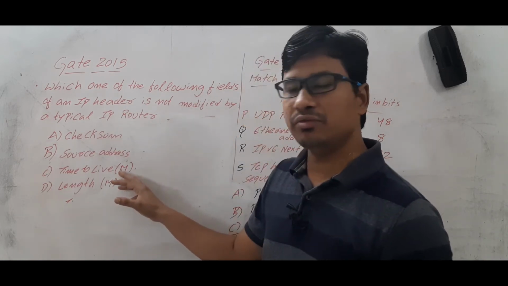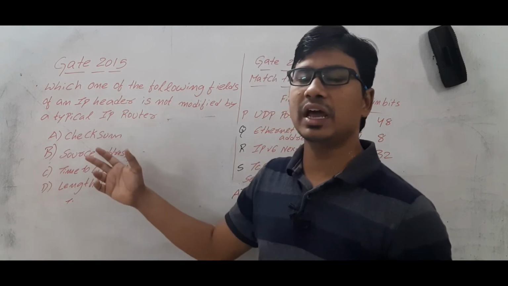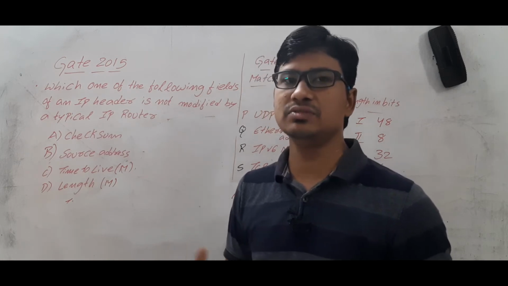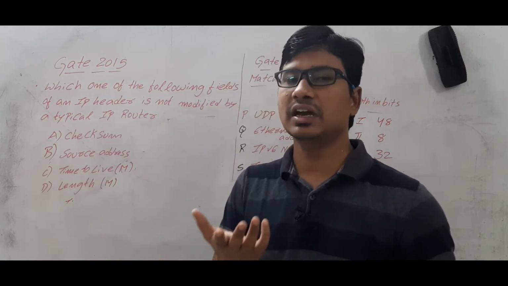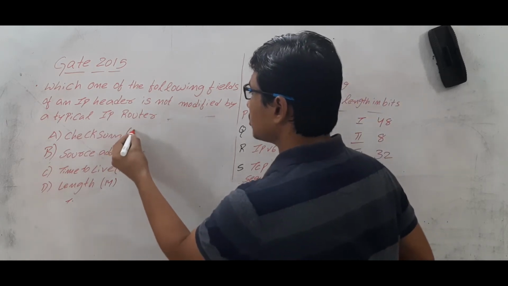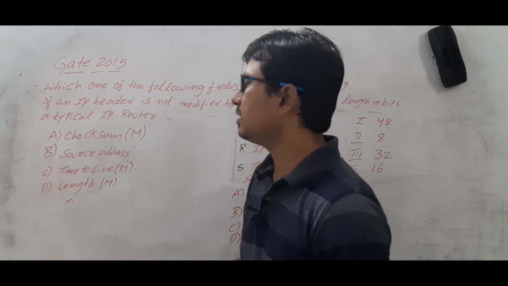As the time to live value and length value are modified, the router has to compute the header checksum again, so that the receiver, when it receives the packet, can verify whether it received the correct information or not. So obviously the checksum also will be modified. Am I right? Now what is the next one?